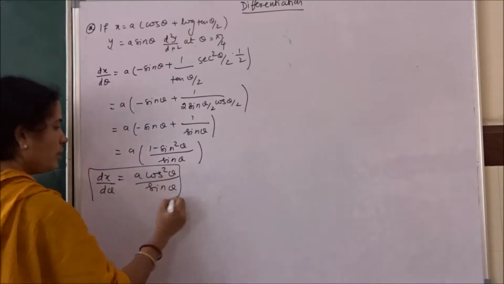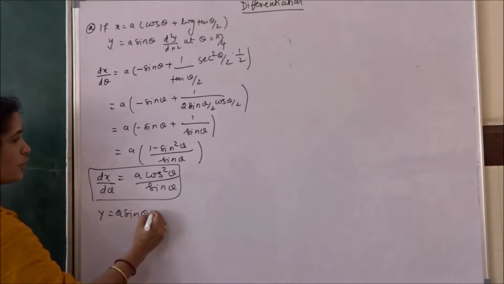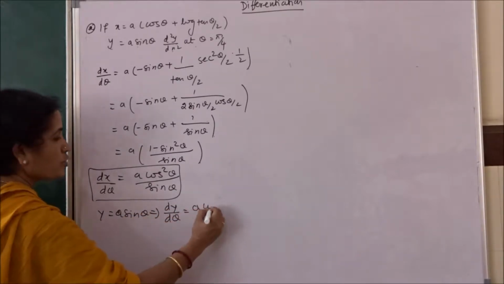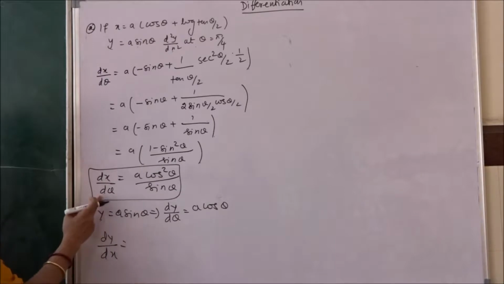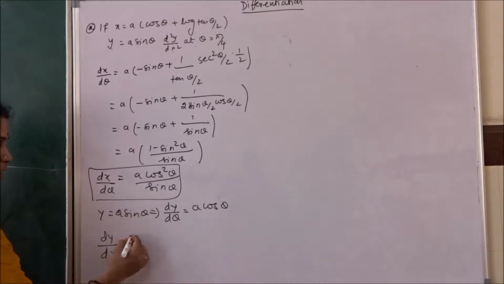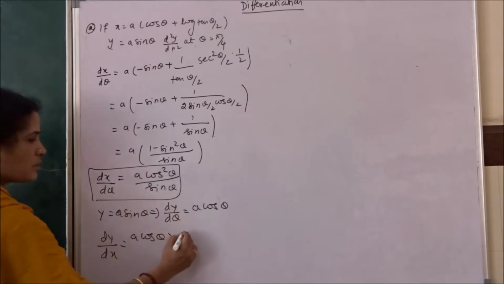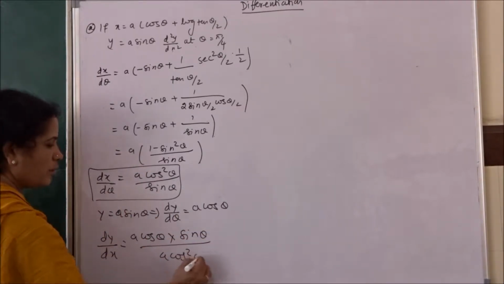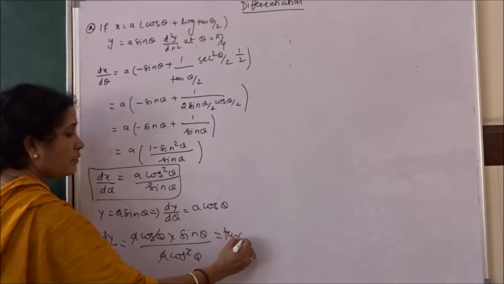Clear? Okay. Now I am taking y equal to a sin theta. Now differentiate this. This implies dy by d theta is equal to a cos theta. Am I correct? Now we need dy by dx. dy by dx is equal to dy by d theta into d theta by dx. We are using parametric form. So a cos theta into, taking the reciprocal of dx by d theta, sin theta upon a cos square theta. Am I correct? a will be cancelled, cos will be cancelled. We are getting tan theta.